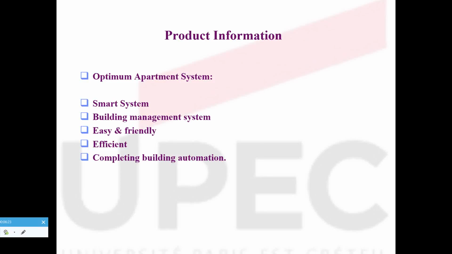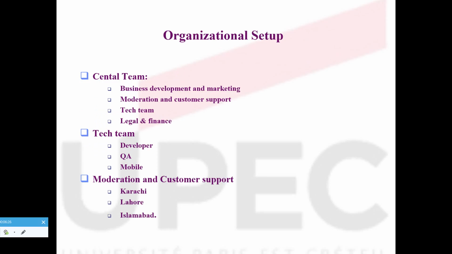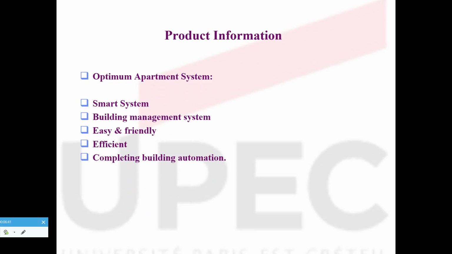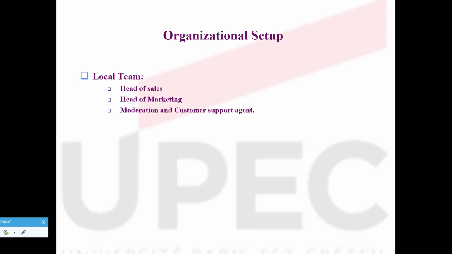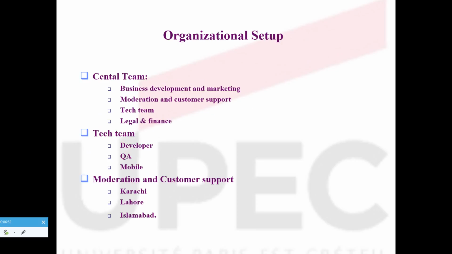As I told you in the beginning, I'll give you the organization setup. Actually, there are three teams: the central team, the tech team, and the moderation and customer support team. This is the organization setup after the product information. The organization setup consists of four teams or four departments, you can say: the central team, the tech team, and the moderation and customer support local team. I will briefly discuss the tech team, where I work, or you can say the department.